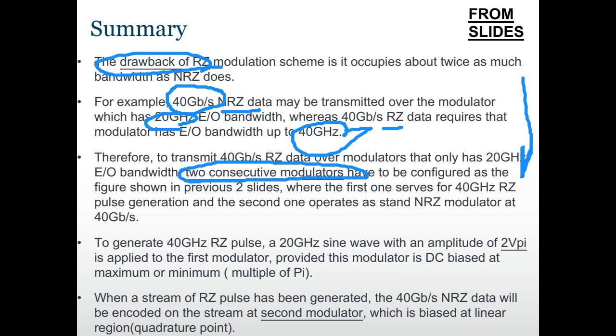So you need two MZM, and to generate the clock signal with a 20 gigahertz drive electrical signal, you need to use two-way pi. You need to use the whole region of the transfer function. And then you have the second modulator MZM, the same as before. It is for the NRZ signal. So you concatenate two MZM. So this is a summary for the question.